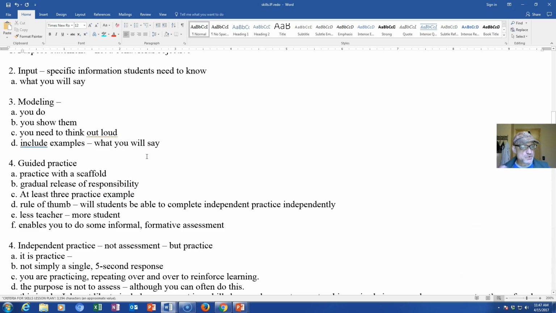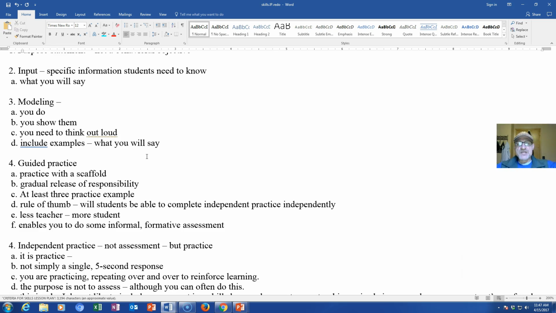The next section, and I should see a section here labeled guided practice. This is practice with a scaffold or a structure so that you can practice it together with a gradual release of responsibility. That means the initial ones, a lot of teacher, a little student, and as you continue on, have a couple practice episodes, it's less teacher, more student.